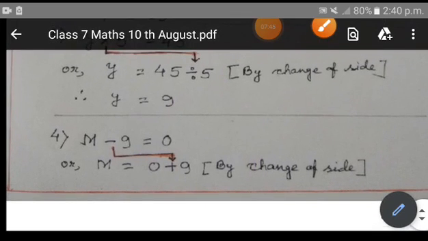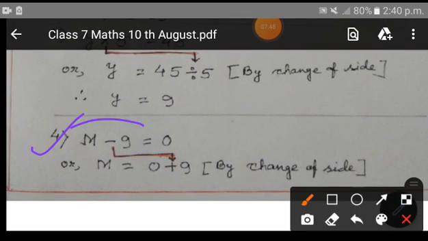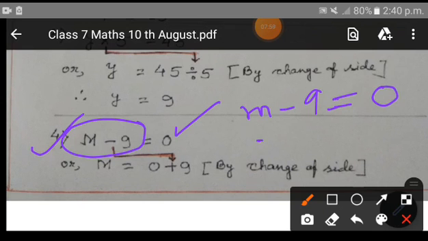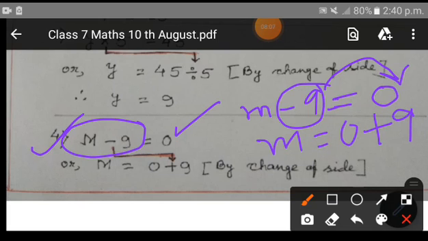Next one, sum number 4. Here you have m minus 9 equals 0. So this 9 will go over here. That means minus 9 is there. When it goes to the right hand side, it will become 0 plus 9. The minus 9 is changing into plus 9. So 0 plus 9 means 9 only. So this is the value of m. Therefore you are getting m equals 9. Understood? So in this particular equation, m is the unknown variable whose value you need to find out. Understood, children?